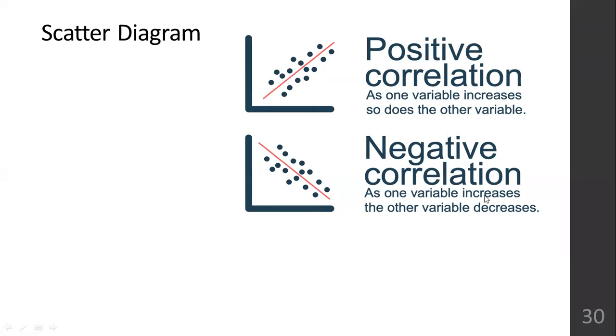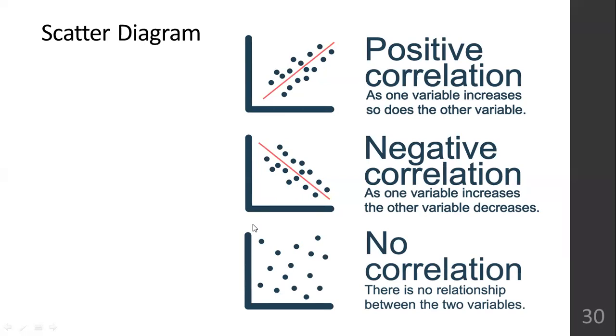Okay. Negative correlation. When you decrease one variable, the other variable increases. When you exercise more, you lose a lot of weight. So on one side, your exercise routine is increasing, your weight is decreasing. That is negative correlation. As one variable increases, the other decreases.